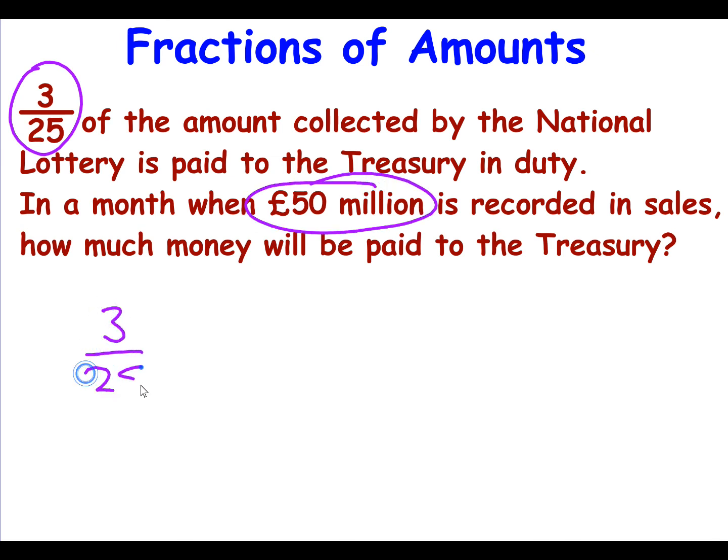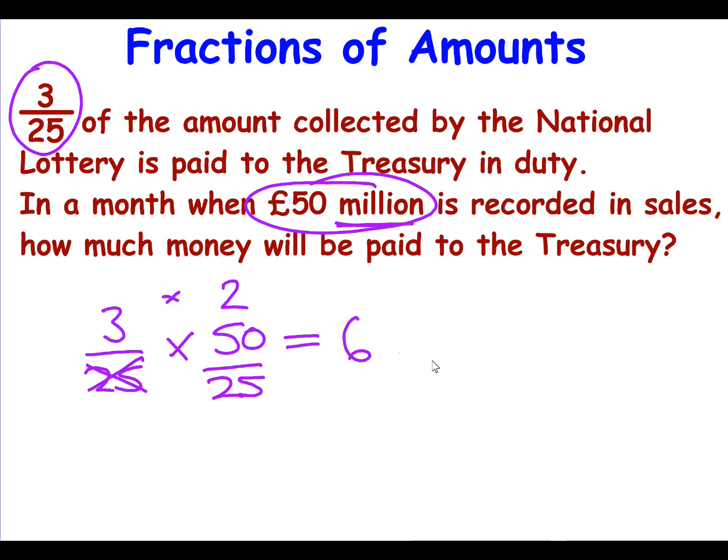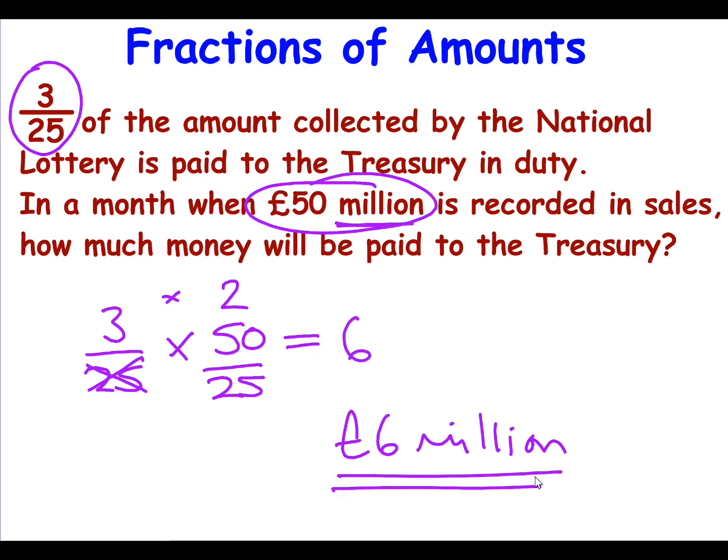So 3/25 of 50. Don't forget from our earlier lessons, Pete's top tip, to just leave the word millions to one side while you're doing the calculation. So now we need to do 3/25 of 50. Do the process where we take the denominator and divide the 50 by 25 to give us a nice round number of 2. 3 times 2 is 6, and then we can put the pound sign in and add the word million for our answer. So in a month, how much does it pay to the Treasury? £6 million.